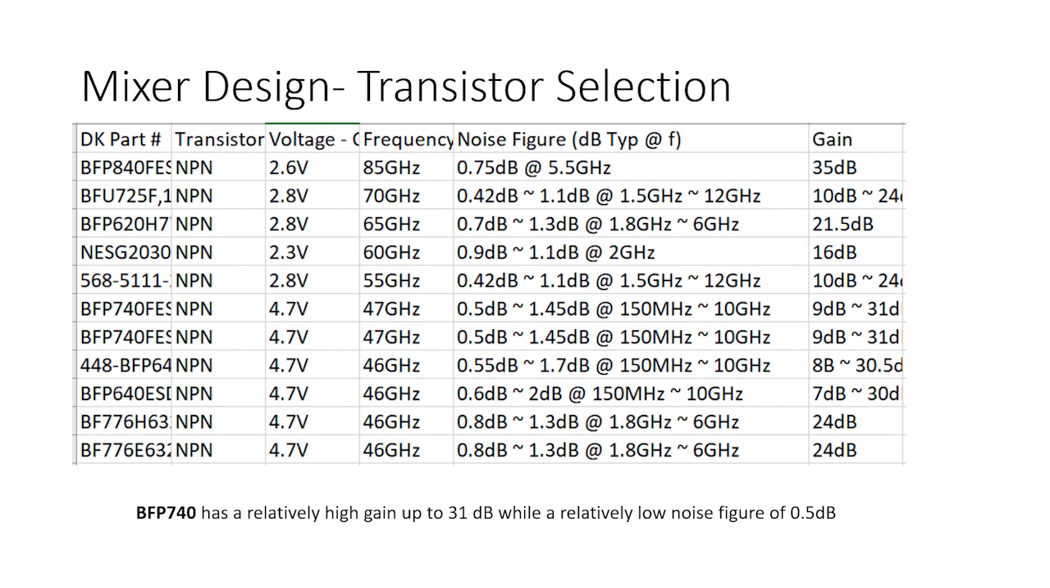From all the options shown here, the BFP740 has a relatively high gain of up to 31 dB and a low noise figure of 0.5 dB.